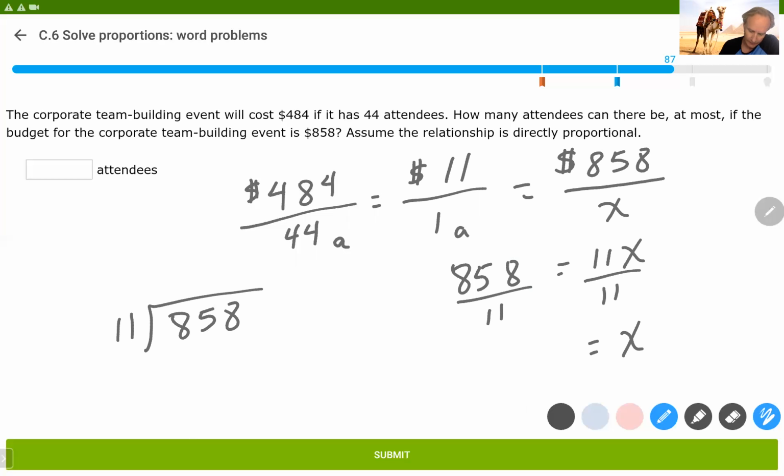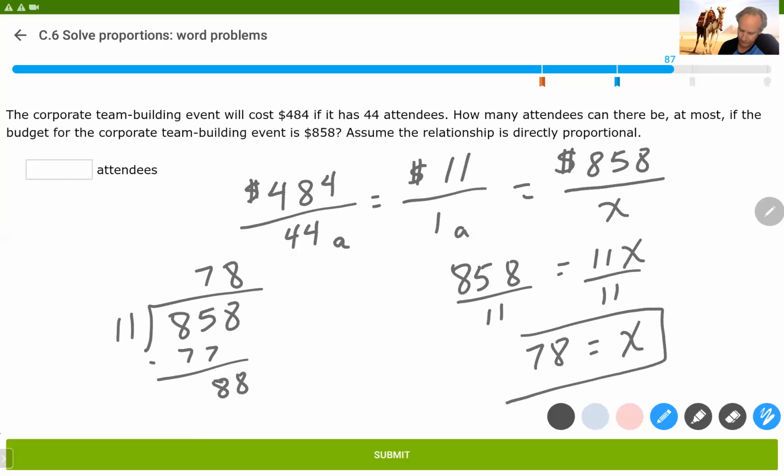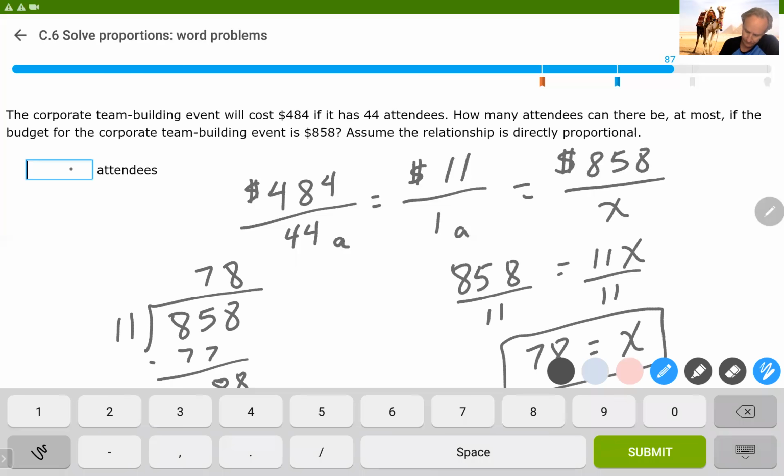Make sure I'm not writing on myself. That's 7. That is 78. No, 88, isn't it? 78. A little hard to see that one. 78 attendees.